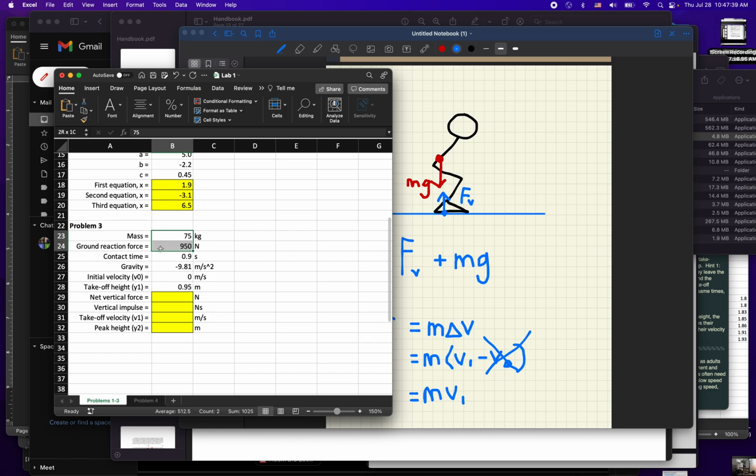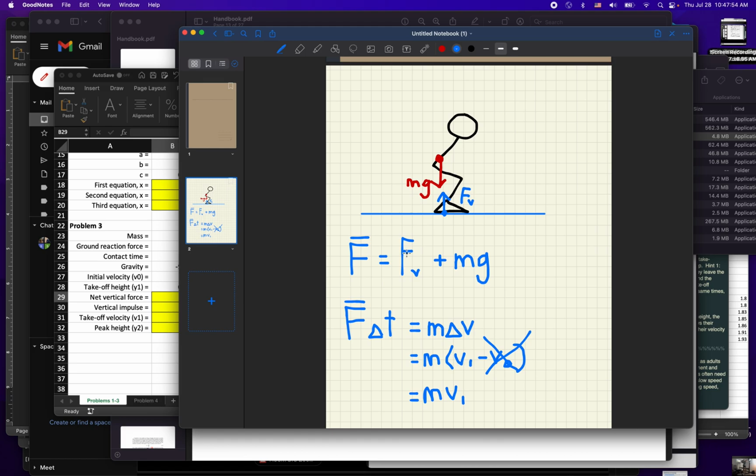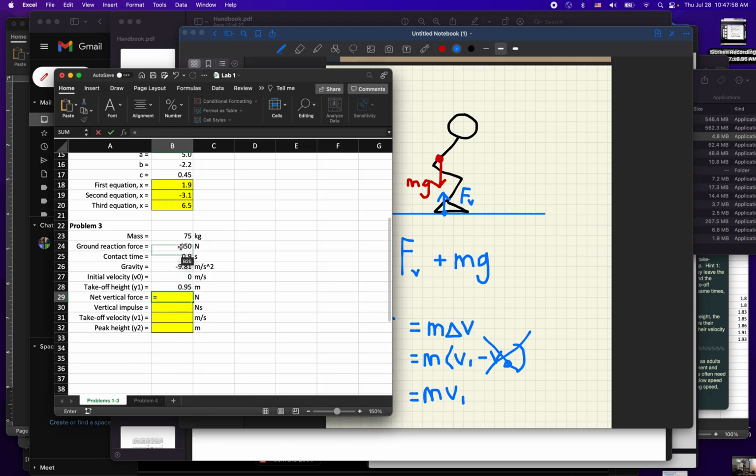You've got everything that you're given, everything that you know about the problem here, and then you can calculate all the things you need here step by step to arrive at the peak height of the jump here, which is our goal. So first is my net vertical force. That's my ground reaction force plus my weight. So that's going to be ground reaction force, the 950 newtons, plus my mass, times my gravity. Should be about 214 newtons.